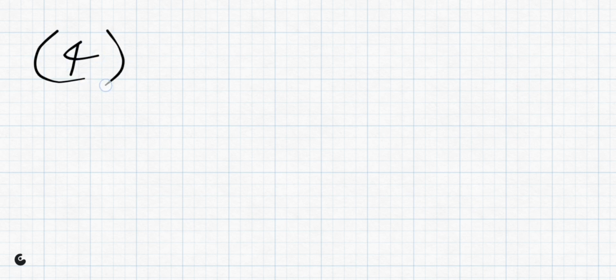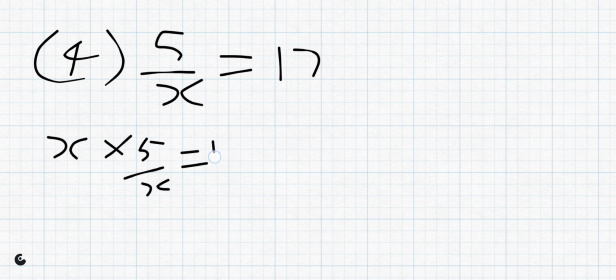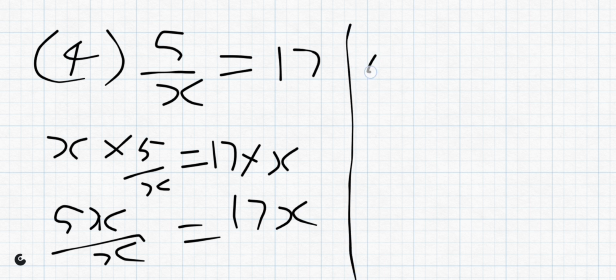Let's pick the next problem, which is 5 over x equal to 17. Same thing, multiply both sides by x. So we have x times 5 over x is equal to 17 times x, which will give us 5x all over x equal to 17x. Now x will cancel x on the left hand side. We are going to be left with 5 is equal to 17x.